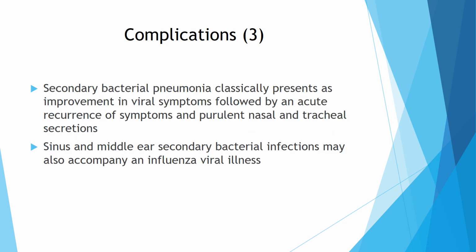So, secondary bacterial pneumonia classically presents as improvement in the viral symptoms, and we've talked about this before when we were talking about upper respiratory disorders. The client feels like they're getting better, they're getting better, and then all of a sudden there is going to be a recurrence of symptoms, and there's going to be purulent nasal secretions, so they're going to be blowing their nose and the discharge is going to be colored, and then the tracheal secretions are going to be coughing up sputum that is discolored. Sinus and middle ear secondary bacterial infections may also accompany an influenza viral illness.